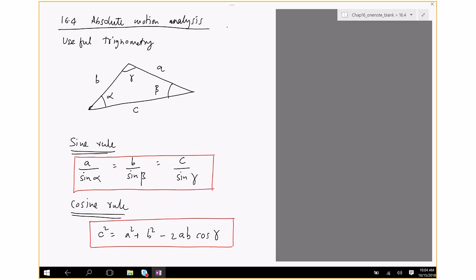So the best way to illustrate this is to solve problems. We will follow the same recipe, which is choose an origin, drop variables, and then try to relate them, and then differentiate to get velocities, accelerations, whatever is asked. So let's get started.